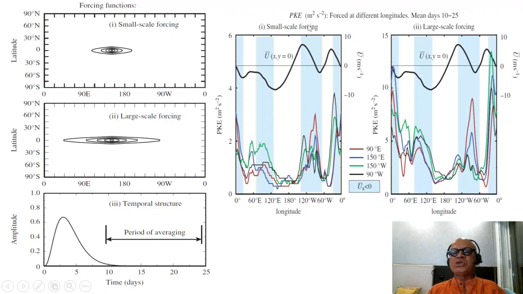So looking at the perturbation kinetic energy in terms of meters squared per second squared forced at different longitudes, shown here at 90 degrees east, 150 degrees east, 150 degrees west, and 90 degrees west in the basic state that is given up here. So you can see the basic state is varying this way, which is made much more realistic. Since it's a numerical integration, you can prescribe a full field in this case, right?